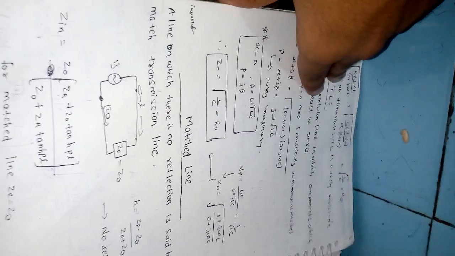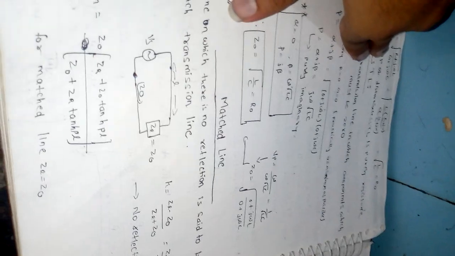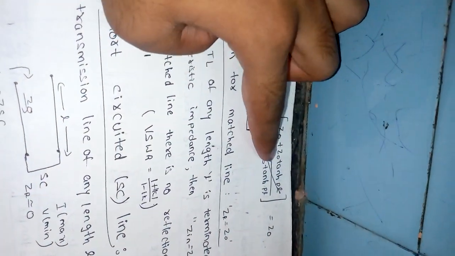Matched line. A line on which there is no reflection is said to be a matched transmission line. And we have the reflection coefficient K equal to (ZR minus Z naught) by (ZR plus Z naught). If there is no reflection, that is K equal to 0, then K equal to 0 means ZR equal to Z naught. So for a matched line, ZR equal to Z naught. Substituting ZR equal to Z naught, we get Zn equal to Z naught.